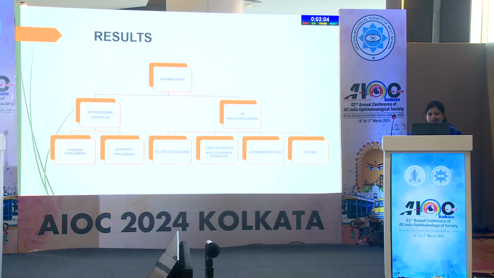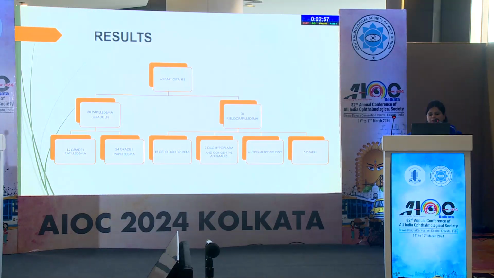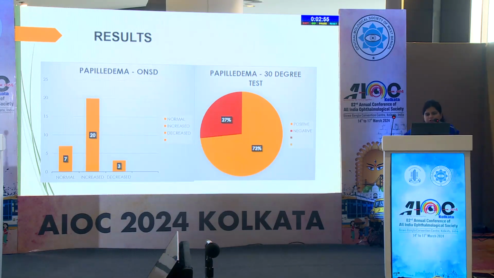In total, 60 participants were taken. 30 were papilledema, which included grade 1 and grade 2. The other 30 were the group of pseudopapilledema. This bar chart shows the optic nerve sheath diameter, which was increased in 20 of the 30 patients. Total 30 patients were taken.